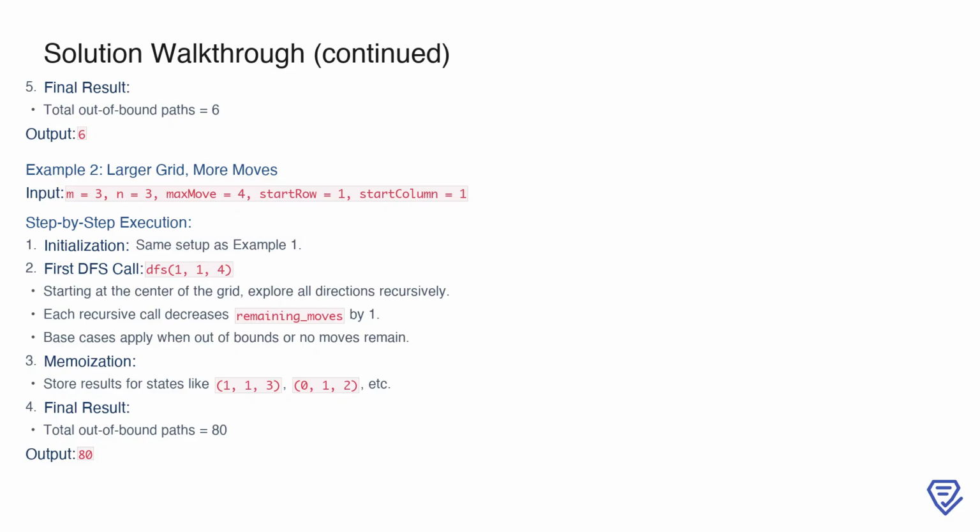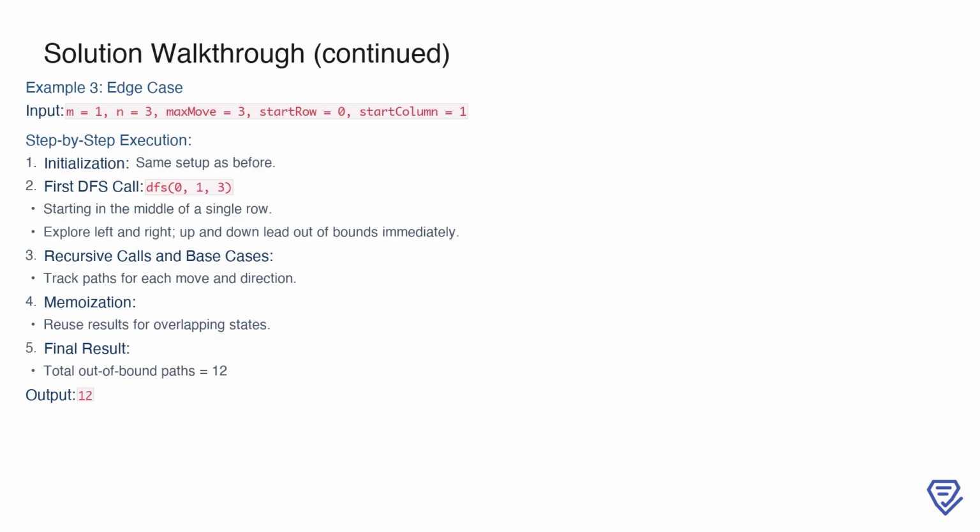From the center, we explore all 4 directions recursively, decreasing the remaining moves by 1 with each step. Base cases are applied when we move out of bounds, which increments the count of valid paths, or when no moves remain, which terminates the recursion. Memoization is critical here due to the increased grid size and move limit, allowing us to store results for states like 1, 1, 3, or 0, 1, 2, and avoid unnecessary recomputation. The final result for this larger grid is a total of 80 paths leading out of bounds.